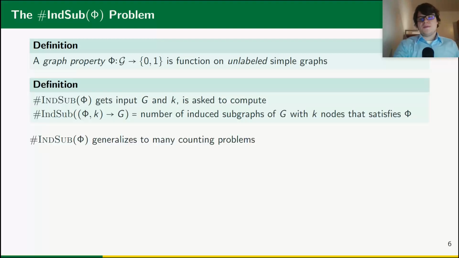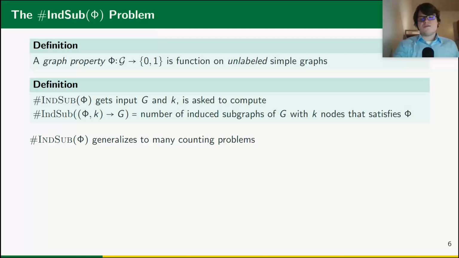So the problem is now defined as the #IndSub(Φ) problem that gets as input a graph G and a number k and is asked to compute the following value, namely the number of induced subgraphs of G with k nodes that satisfy Φ. So basically, how often does this pattern appear in our graph G?